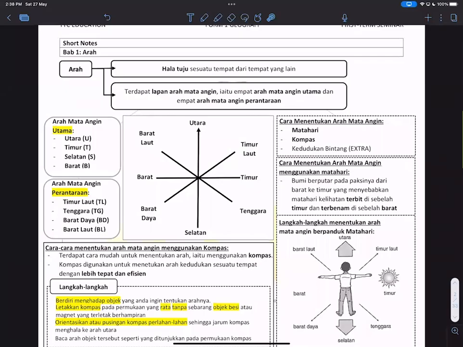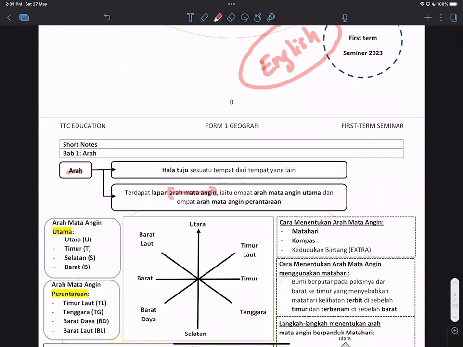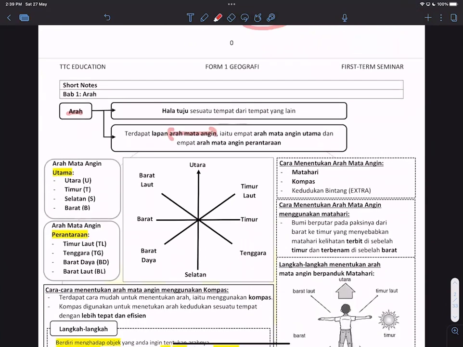Okay, ready? So for Form 1 geography, we only have 1.5 hours. So usually we will try to focus more on exercise. So part 1, please remember your part 1 is learning arah, which is arah mata angin. So please bracket arah mata angin. So total we have 8 arah mata angin. We are separating into 2 types.